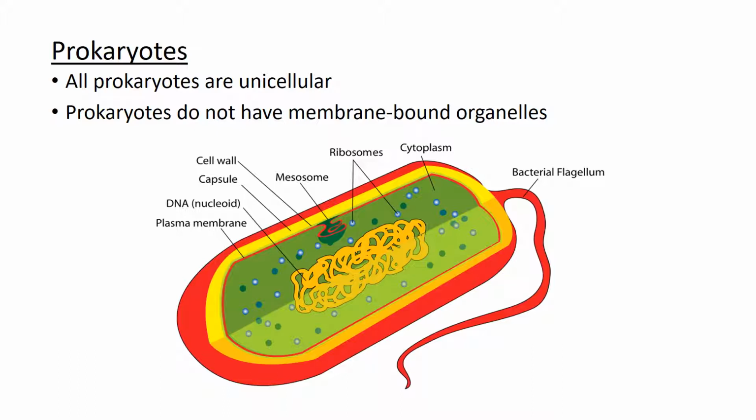And prokaryotes do not have membrane-bound organelles. Just as the DNA is simply floating in the cytoplasm without its own protective membrane, this is true of any other structure within a prokaryote. For instance, the ribosomes. Ribosomes do not have a membrane surrounding them. They simply float in the cytoplasm.